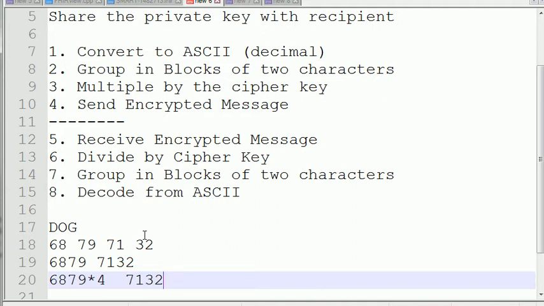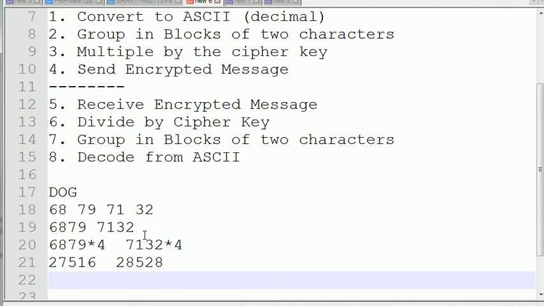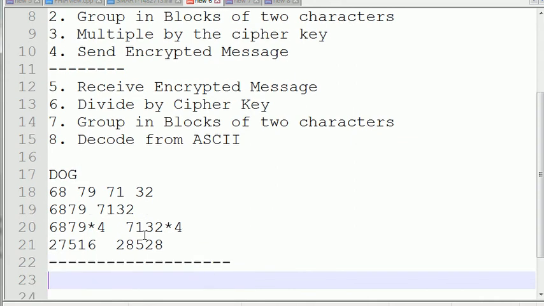7132 times 4. We go ahead and perform that calculation. 6879 times 4 is 27,516. And then 7132 times 4 is 28,528. Okay, so we send these what look like meaningless numbers, unless you have a private key, across the public network.